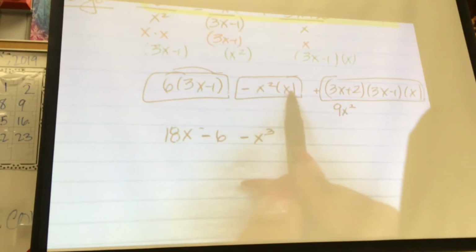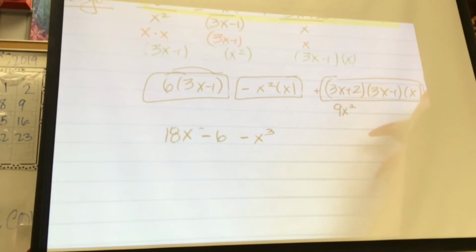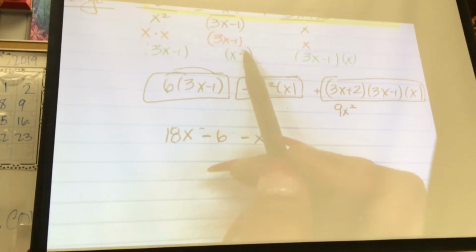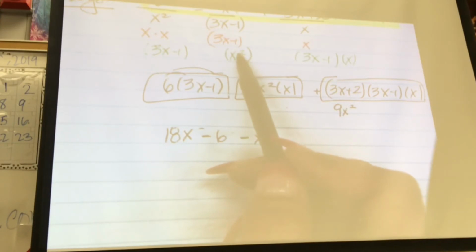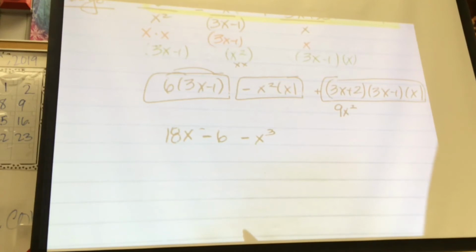X squared times x? It's just x cubed. Because that one already has an x term. It needs another x, no? No, because it already has a 3x. Like, for the second one, it doesn't have just an x. It does, it has x times x right here. Got it? If you're adding them, then it becomes 2x. There you go.